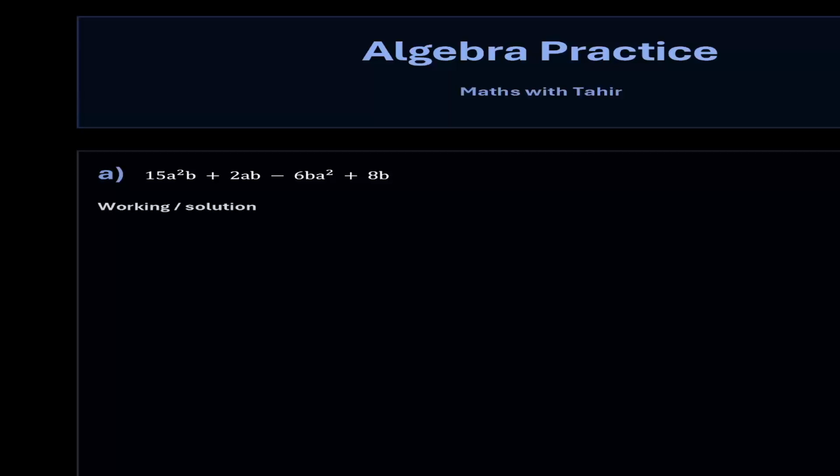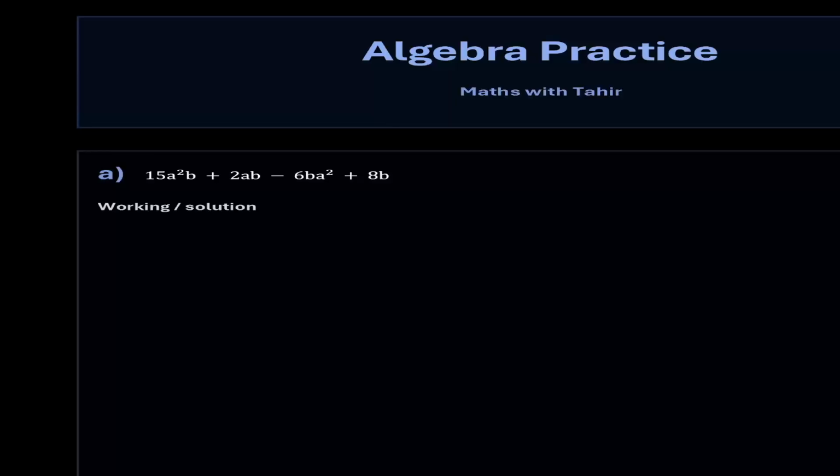Today we're going to go through some algebra practice questions. So let's have a go at this. I want us to simplify this. So I've got 15a squared b plus 2ab take away 6ba squared plus 8b.